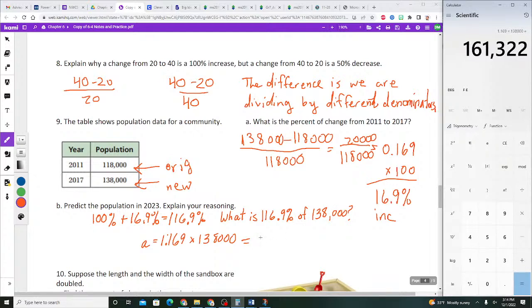So my prediction for the population, if it grew by the same percent times 138,000, would be 161,322 people. And that's just, again, an estimate. It could very well be wrong, but I've got a reason to back it up. I'm just saying, hey, maybe the population increases by 16.9% in that gap of 6 years all the time. So that's my best guess.